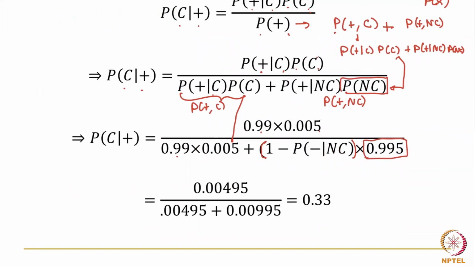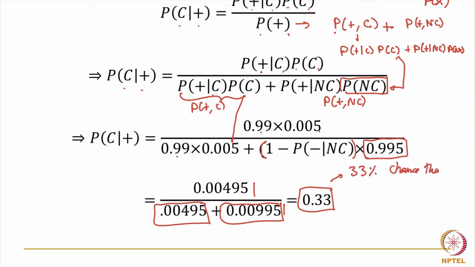Now I put these numbers, you will see that if you do the calculation, this number is approximately twice this number and you get 0.33. So there is only 33% chance that I have COVID, despite the fact that my test is really accurate.